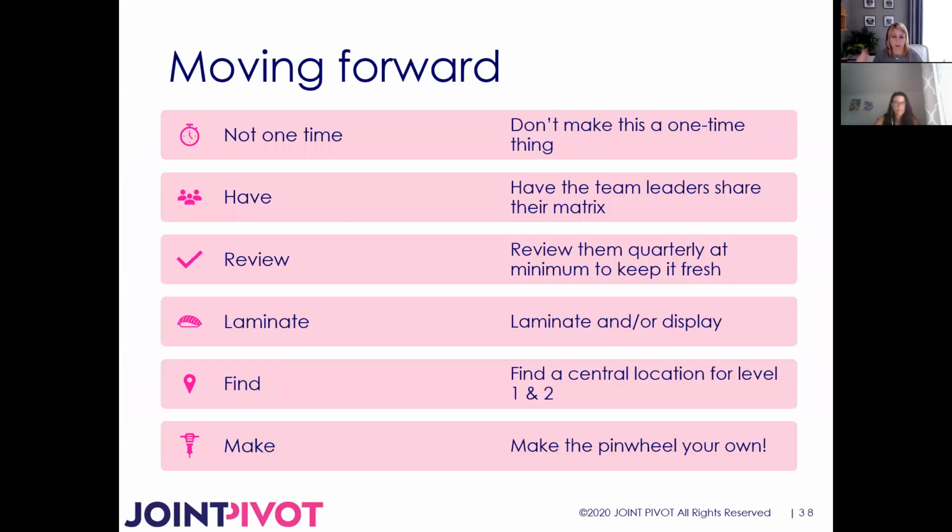So again, don't make it a one-time thing. You want to make sure that this is something that you pull out regularly. I look at mine once a month to make sure that I'm making progress on it. Have the team leaders share their matrix amongst themselves, have the individuals share it amongst themselves. Review it at least quarterly to make sure that you're making progress on it. Like I said, I like to do it every month. Sometimes I look at it twice a month when I update my metrics.